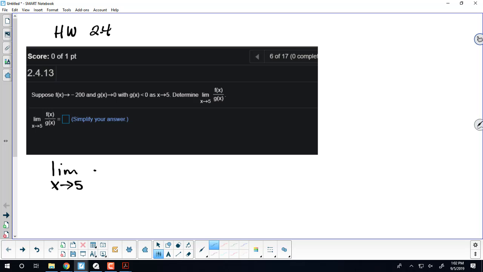f of x approaches negative 200. I guess we don't need the limit there anymore. And g of x approaches 0. So we have this thing on the bottom approaching 0. And then they say that g of x is smaller than 0. So that means g of x is approaching 0 through what kind of values? Small negative values. So this is approaching small negative numbers.